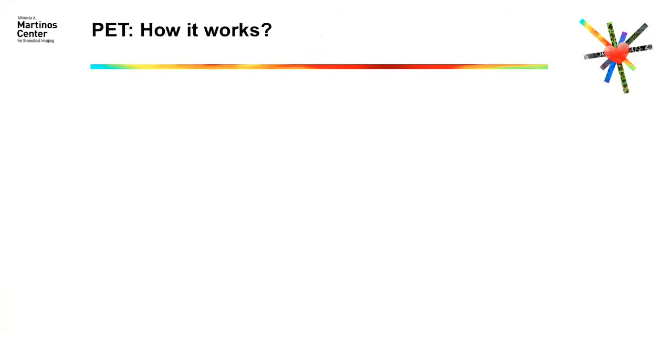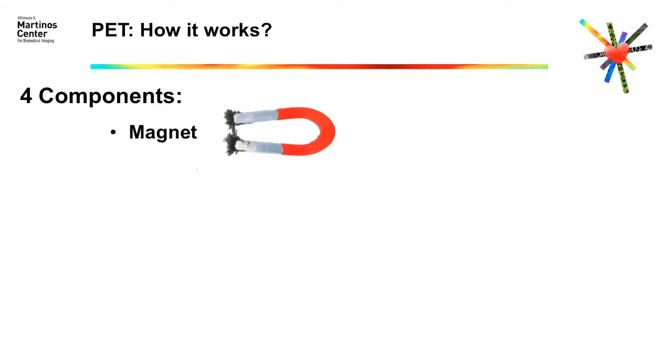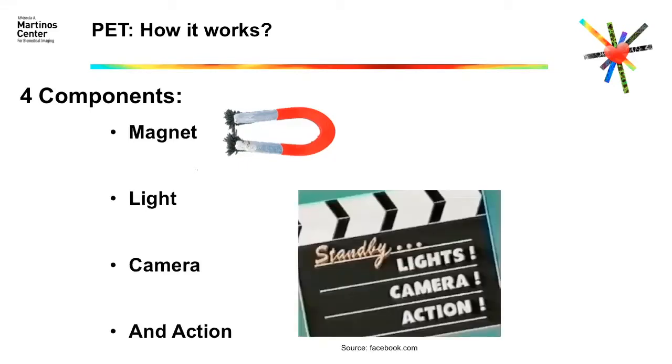So how does it work? There are basically four main components in positron emission tomography. So one, that is going to be a really strong magnet. And then, because PET is about acquiring 3D images and actually a dynamic series of images, this is going to be very similar to what cine is. And cine, the cinema, is all about light, camera, and action. So those are actually the four main components: the magnet and light, camera, and action.